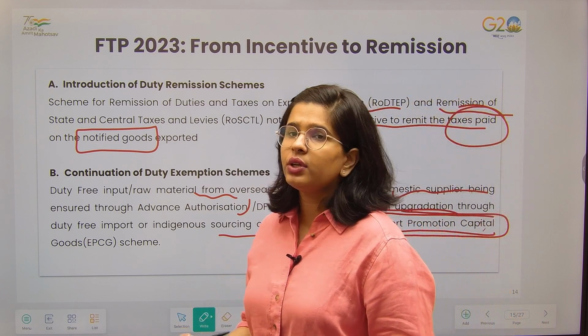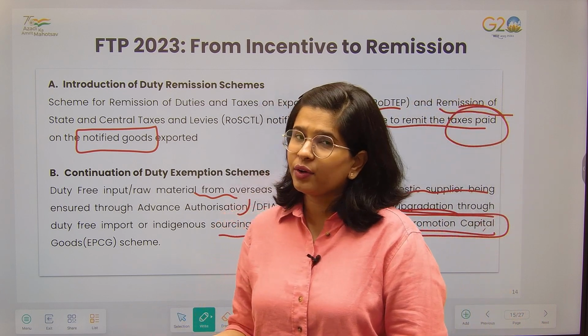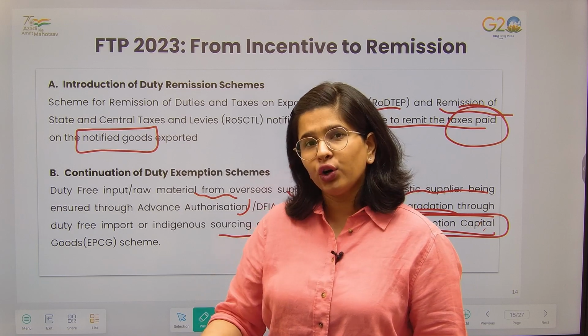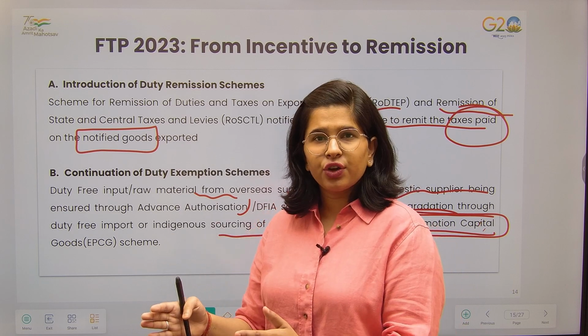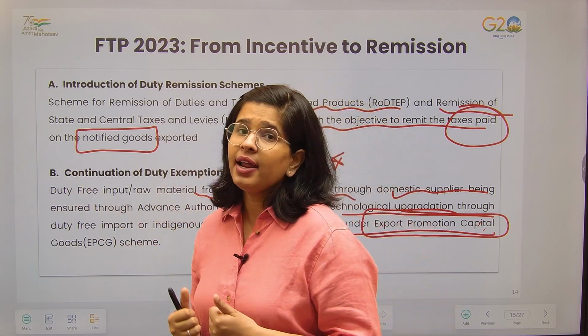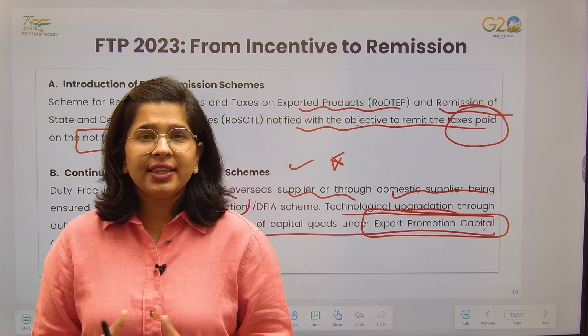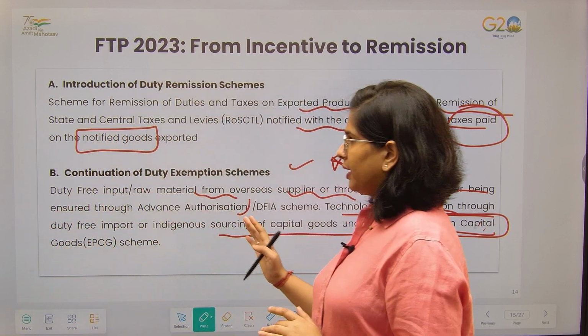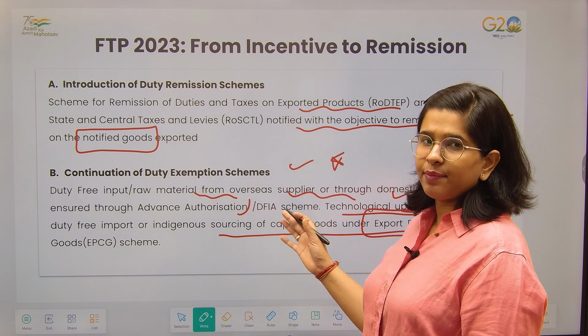Government is allowing you the import of such kind of capital goods which are important for your manufacturing. You will import those capital goods, you will manufacture your items, you will export them, and that is going to bring us the foreign currency. So this is a good thing for us. Understood? Now this is what we were talking about, continuation of the duty exemption scheme.